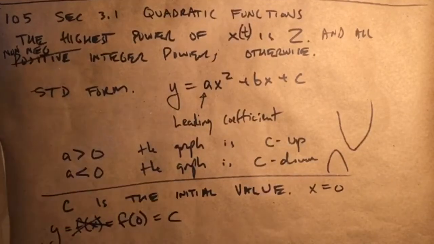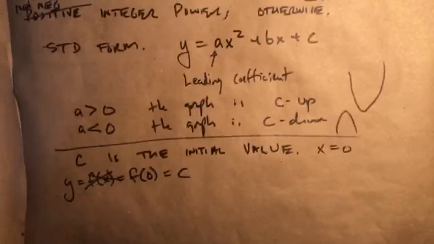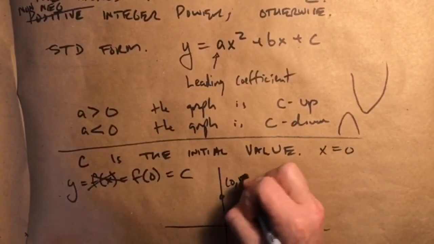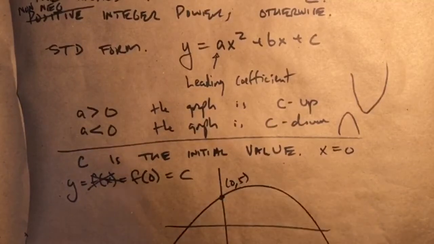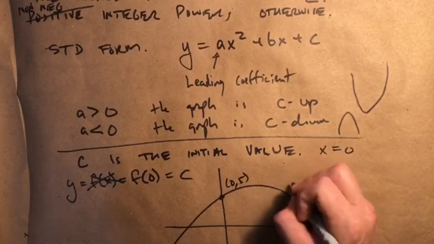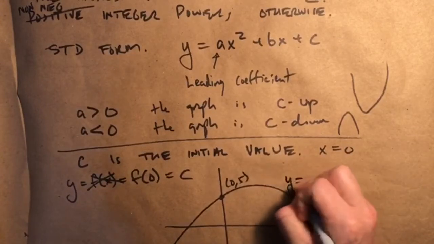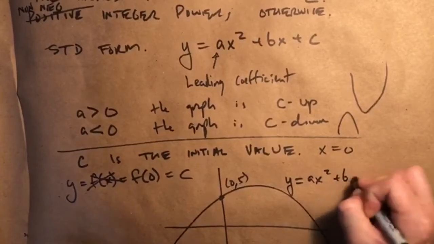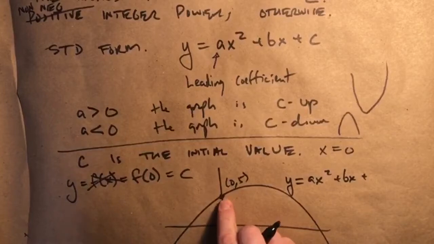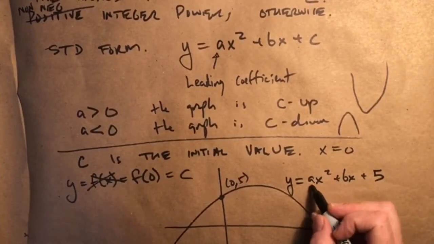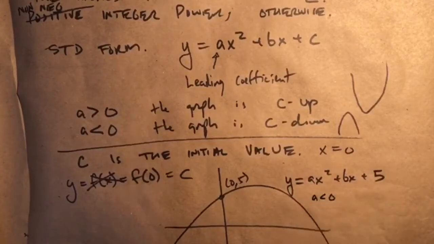If I was going to make a very quick picture here, say we went through the point (0, 5), and it looked something like this. We could have y equal to some ax squared plus bx plus c, and we certainly know that c is 5. The other thing we know here is that a is less than 0 because our graph is concave down.